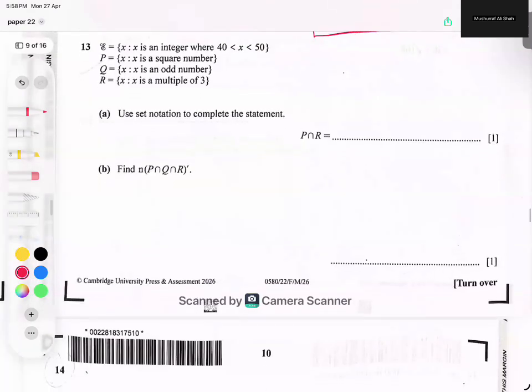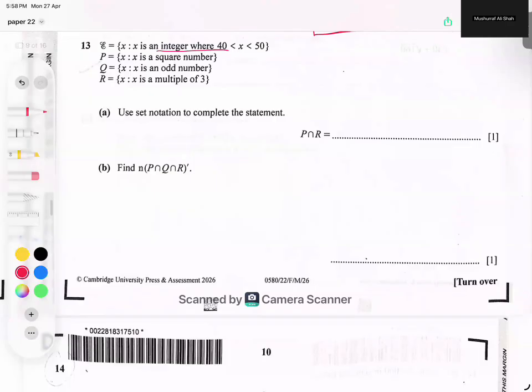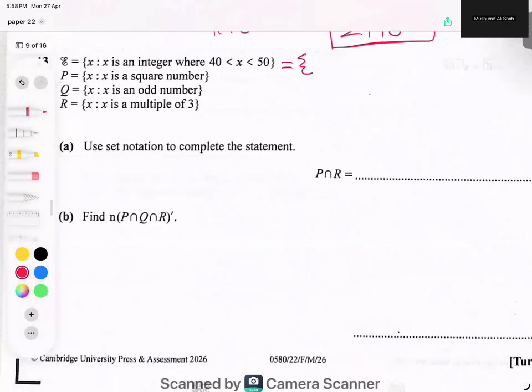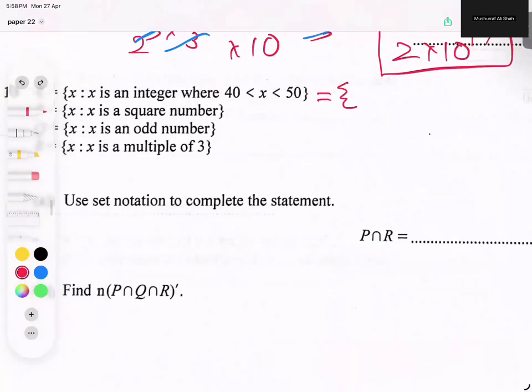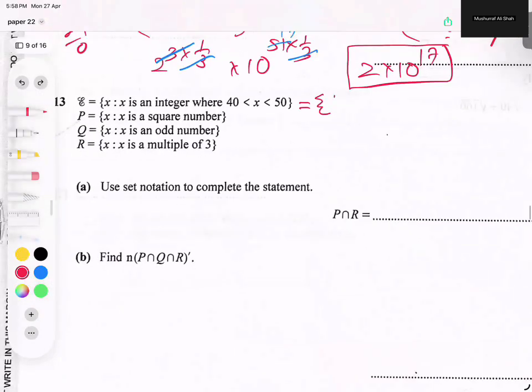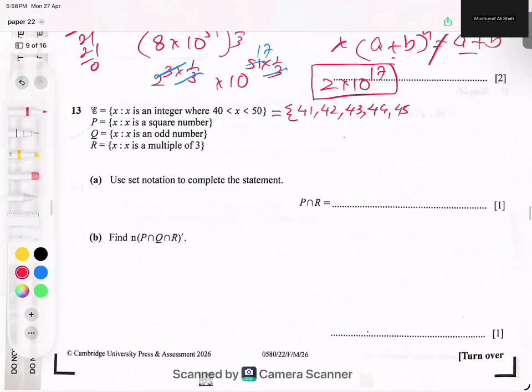Question number 13, students, we have now x is an integer. With these kinds of questions, I know some students try directly without writing numbers. No, don't take risk, please. And always try to write this way. If you look carefully, integers, he said start from 40 to 50. But 40 is not included. So I must write 41, I must write 42, 43, 44, 45. Don't be lazy, you must write it. 46, 47, 48, and 49.